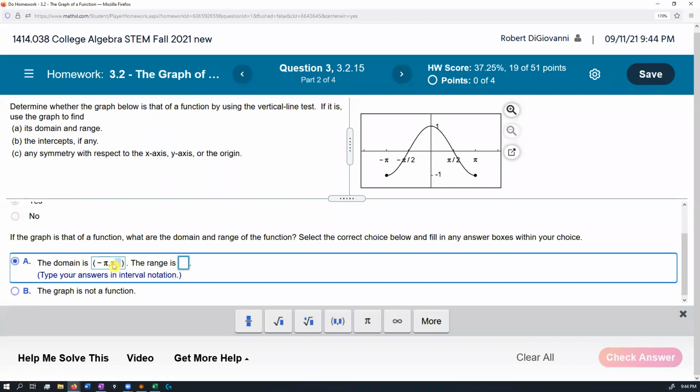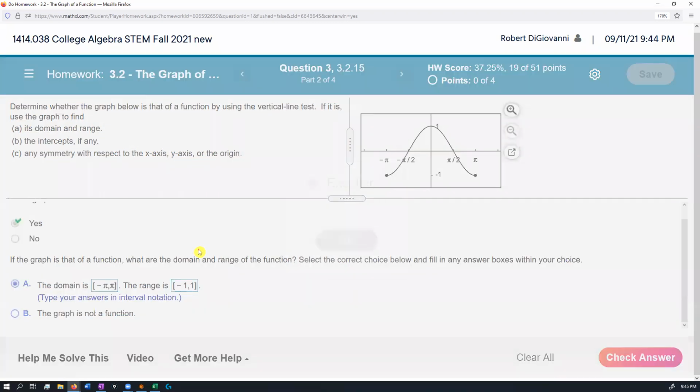And you know what? They are going to want a bracket here, I'm guessing. Because it actually starts at negative pi and ends at pi. It also goes from negative 1 to 1, including those two endpoints. Let's see what it does. Yeah.